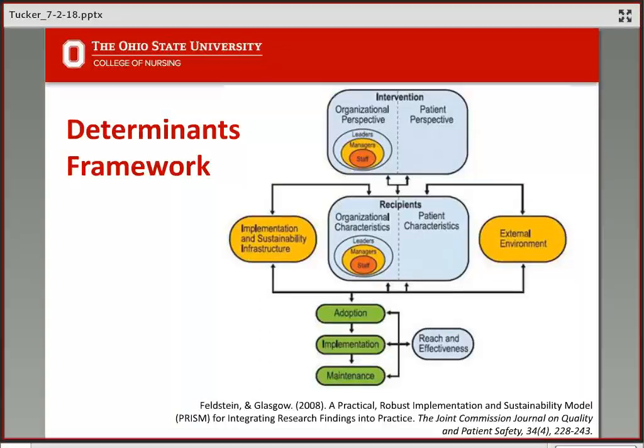Another determinants framework that you'll see in the literature is by Feldstein and Glasgow, and this is called the Practical, Robust Implementation and Sustainability Model, PRISM, for integrating research findings into practice.